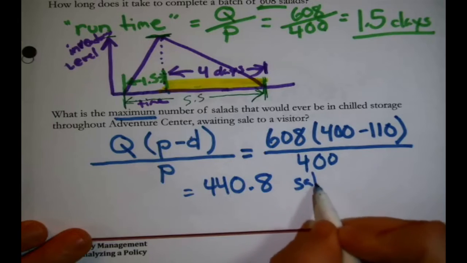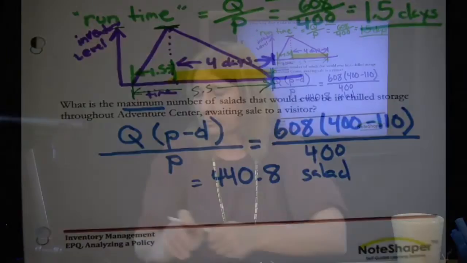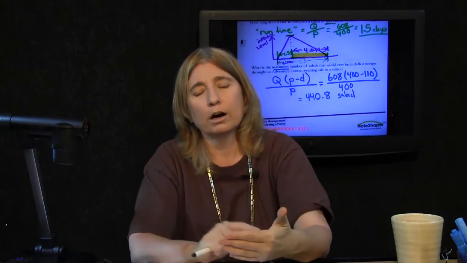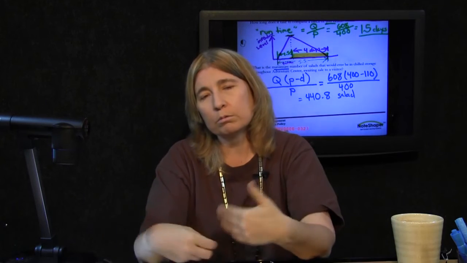So that comes out to something like 440.8 salads, and that's what I wrote on your calculator. If you were reporting this to Adventure Center, that, while it's not wrong, might be a bit awkward, because there's never actually going to be 440.8 salads in the chilled storage locker.